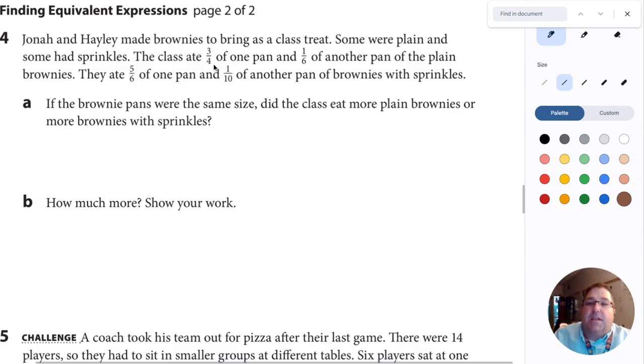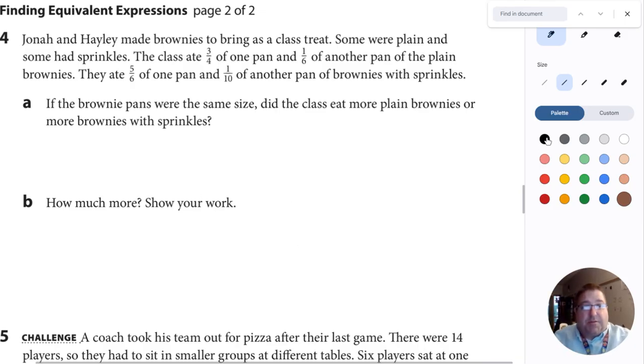The class ate 3/4 of one pan and 1/6 of another pan of the plain brownies. They ate 5/6 and 1/10 of the other pan with sprinkles. So if the brownie pans were the same size, did the class eat more plain brownies or more brownies with sprinkles? And then how much more? Show your work.